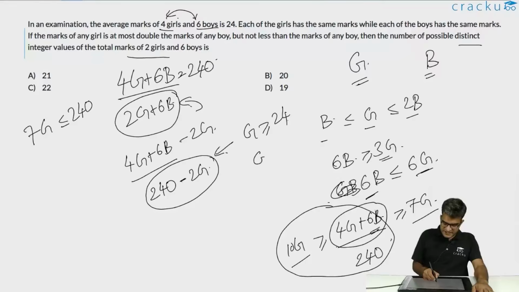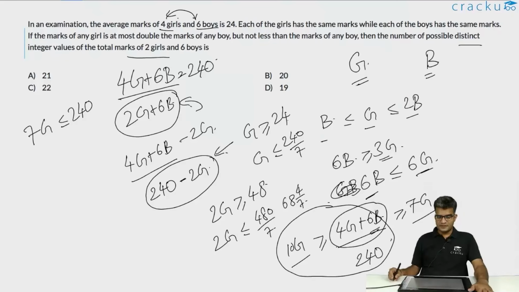What is the value of 480 by 7? 490 by 7 is 70. 480 by 7 will be 68 4 by 7, because 68 into 7 will be equal to 476 plus 4 by 7. So 2G will lie between 48 and 68 4 by 7. So 240 minus 2G will lie between 192 on the higher side, and the lower side will be 240 minus 68 4 by 7, which is equal to 171 3 by 7.